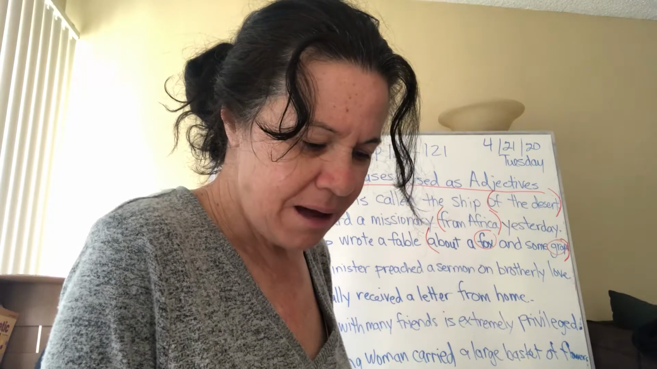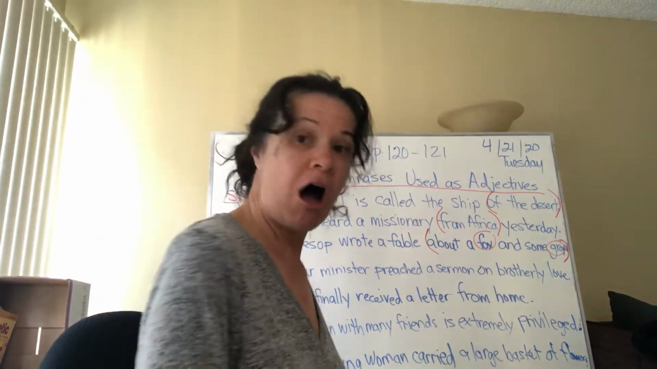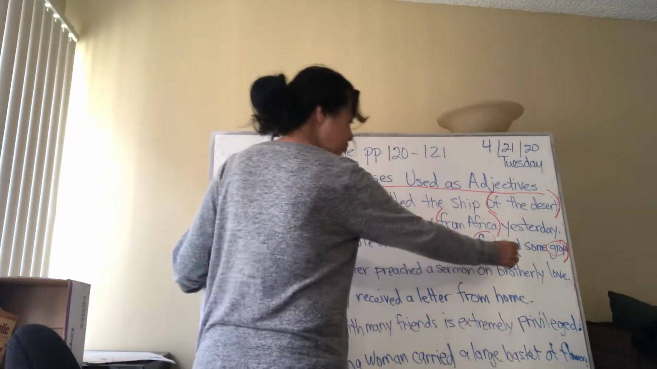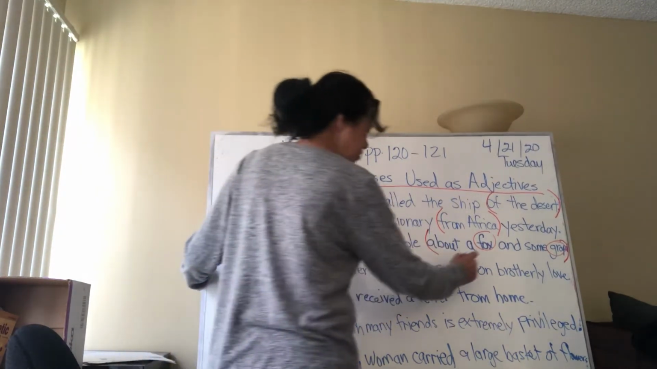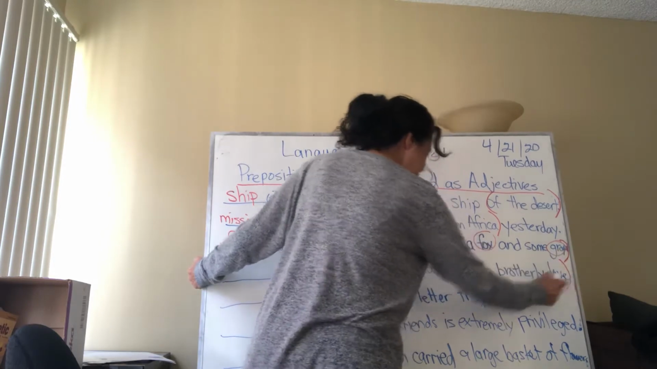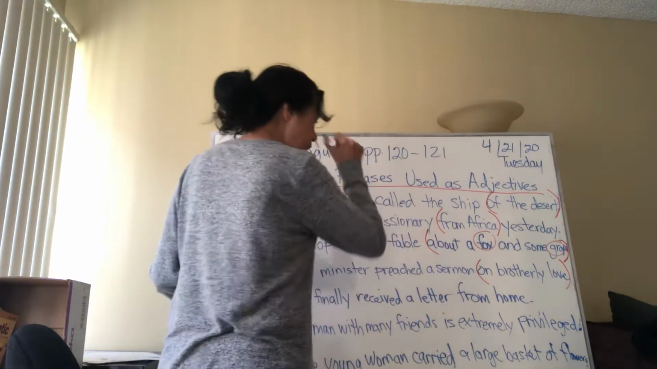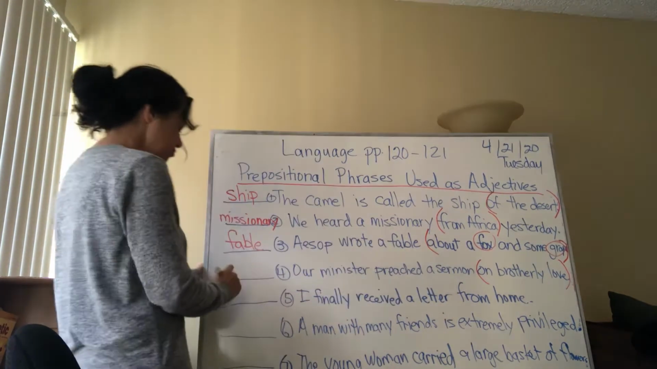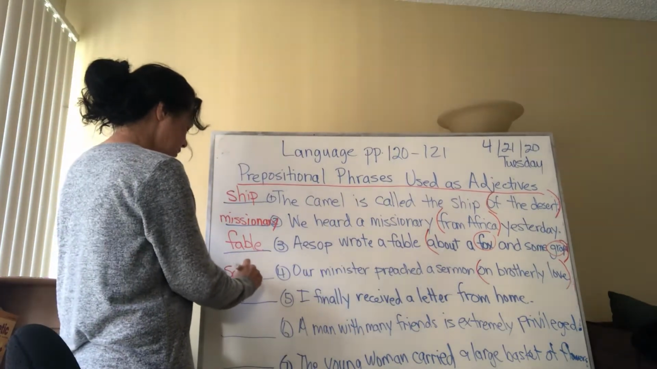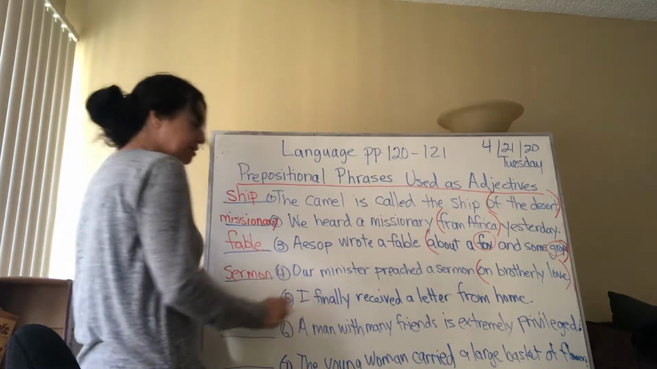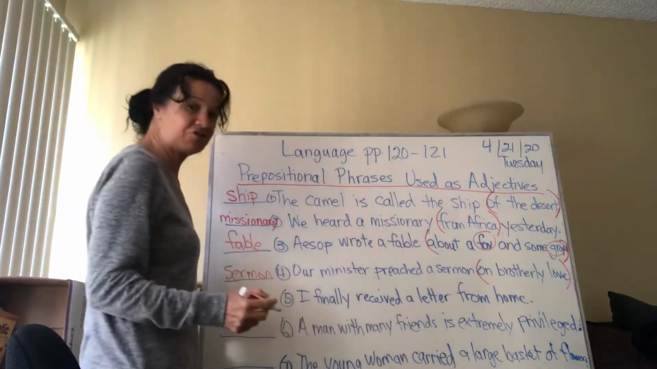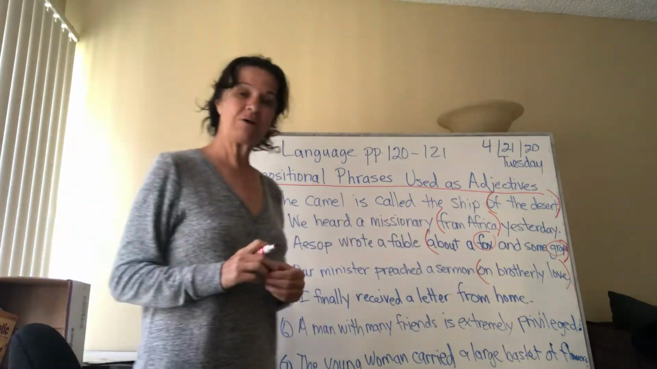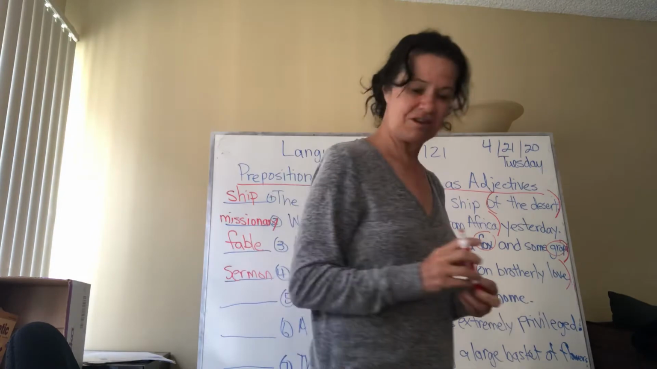It says, our minister preached a sermon on brotherly love. We see our preposition on. Our object is love. And what about on brotherly love? The sermon was on brotherly love. So we write sermon in the blank. So on brotherly love is a prepositional phrase giving us details about the noun sermon. So it's used as an adjective.